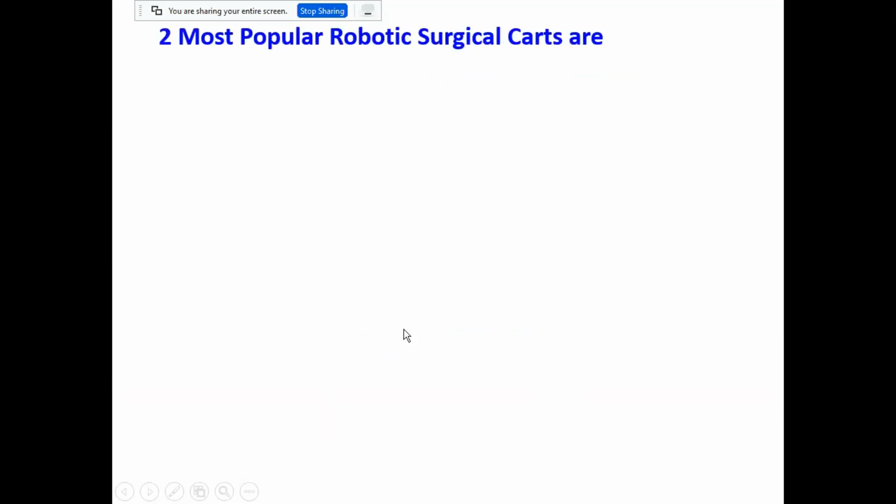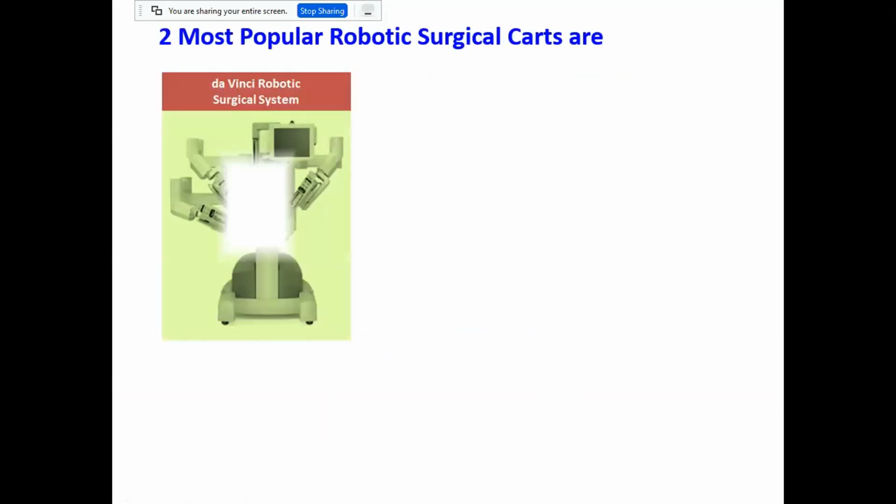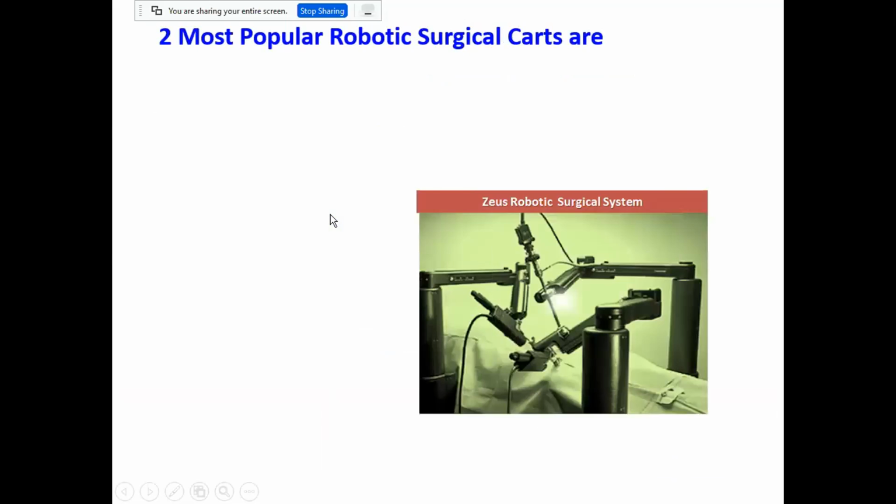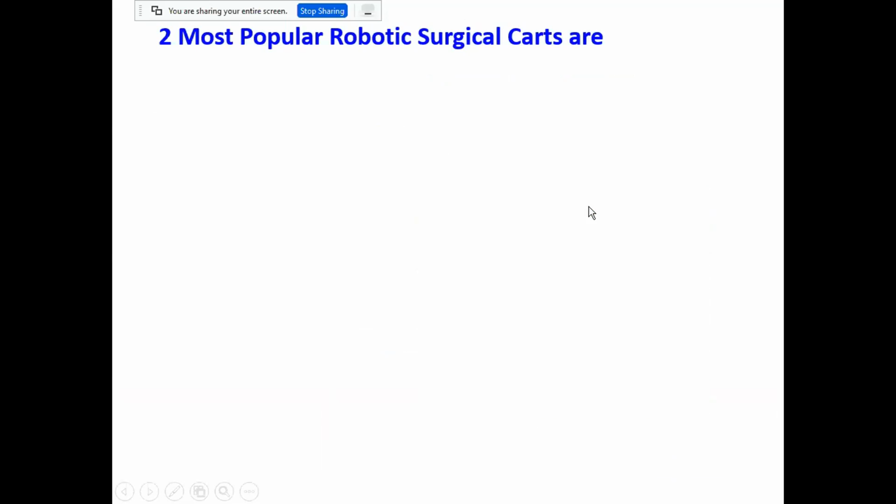The two most popular robotic arms used are, one is what we call the da Vinci surgical system, and one more is called the Zeus robotic surgical system. Both these devices are handled by the surgeon sitting in one room. The robot will carry out the instructions given by the surgeon.